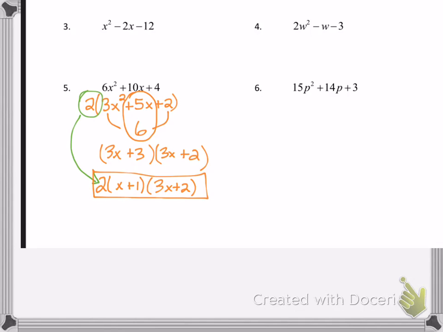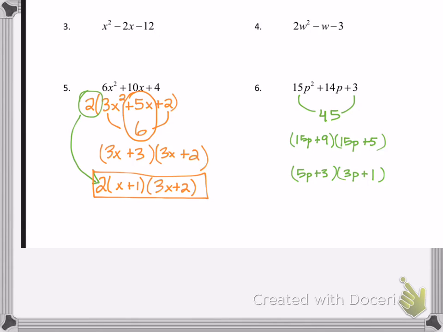Try number 6. You do number 6. I'll show you what the factors are at the very end, and then I'll show you the work. Here are the two factors, 5p plus 3 times 3p plus 1. If you got it, great. You can stop the video. If you didn't get it, let me show you the work.